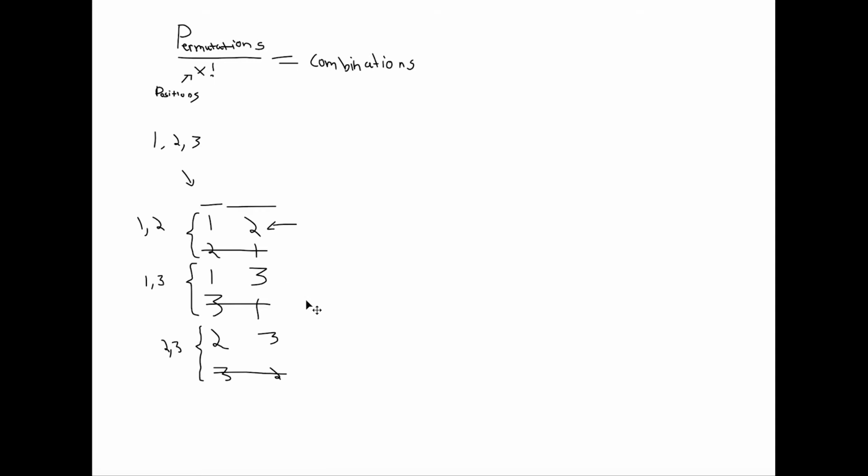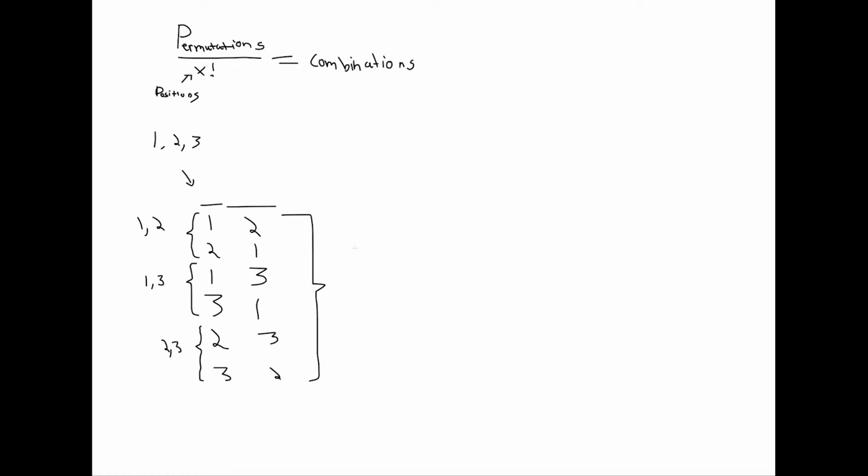But how do we figure out how to discount these redundant sets so that we can just get the number of combinations, not the number of permutations? Well, we're starting with the number of permutations here, right? This is the number of permutations, and we want to get combinations. How are we going to discount all of these redundant sets?